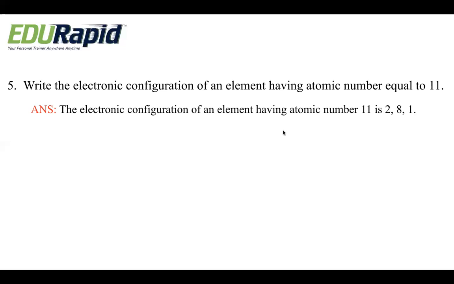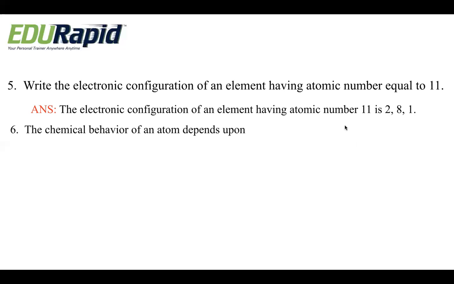The electronic configuration of an element having atomic number 11 is 2, 8, 1. That is 1s2, that is first shell, 2s2, 2p6, that is the 8 in the second shell, and 3s1. So this is 2 plus 8 is 10, 10 plus 1 is 11.